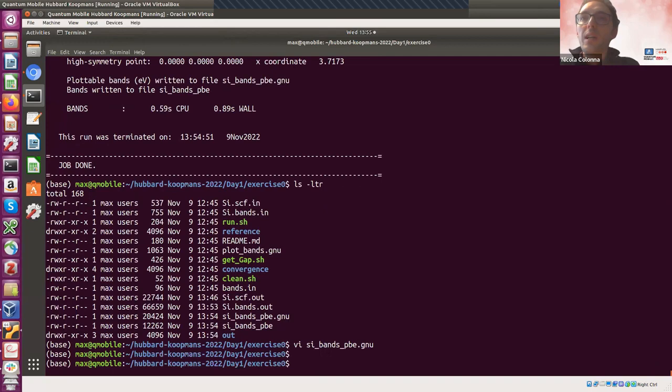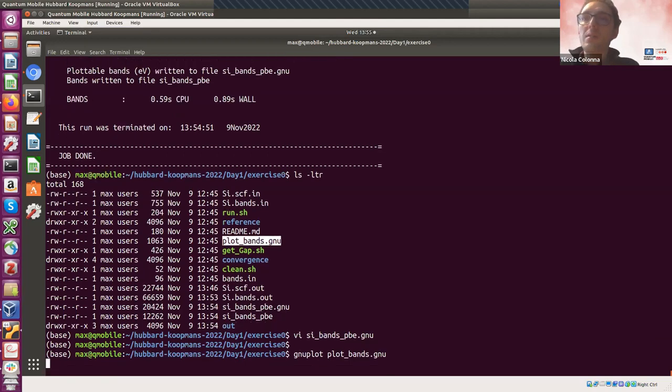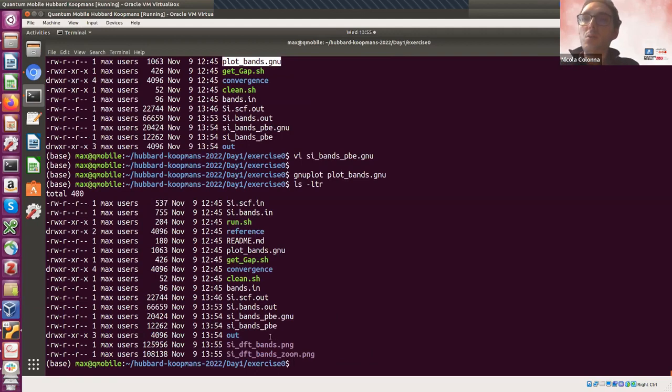And to plot this, I prepared for you a gnuplot file. So you use gnuplot to plot it, gnuplot plotbands.gnu, and you generate a file with the result. You can open it with display.